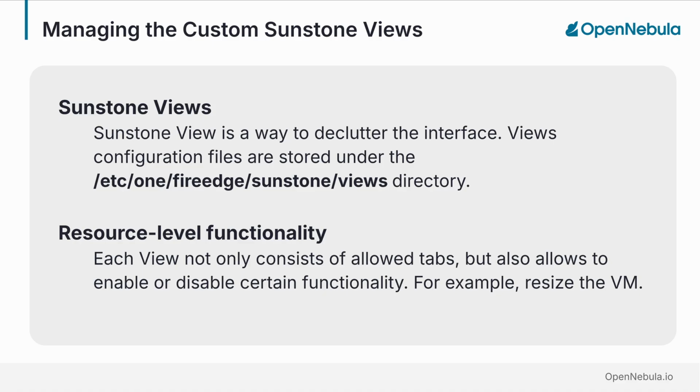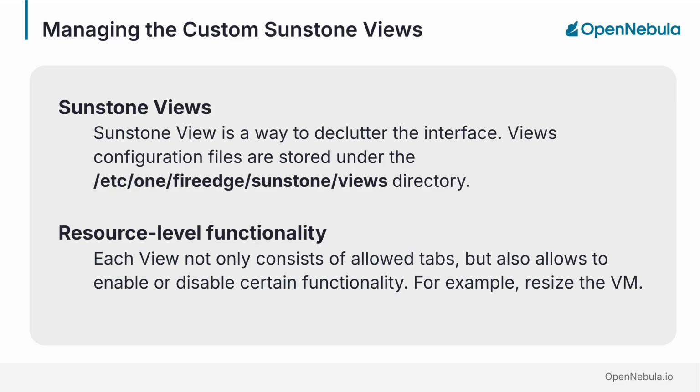Views is the functionality of OpenNebula to declutter the interface. Views are actually the set of config files located in their own directories under the etc/one/fireedge/sunstone/views directory. By default, there are 4 views: admin, group admin, user, and cloud. However, there are cases when you would like to add your own custom view.